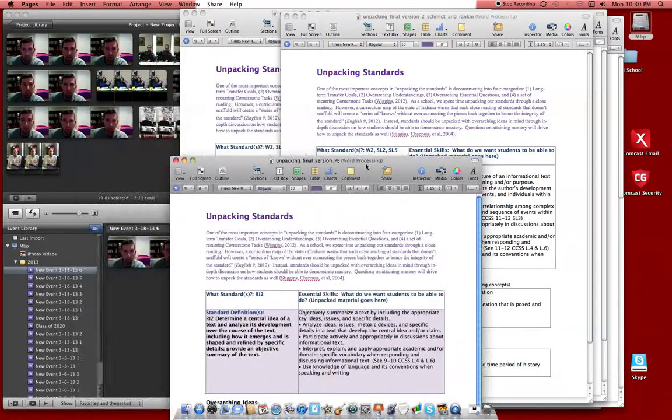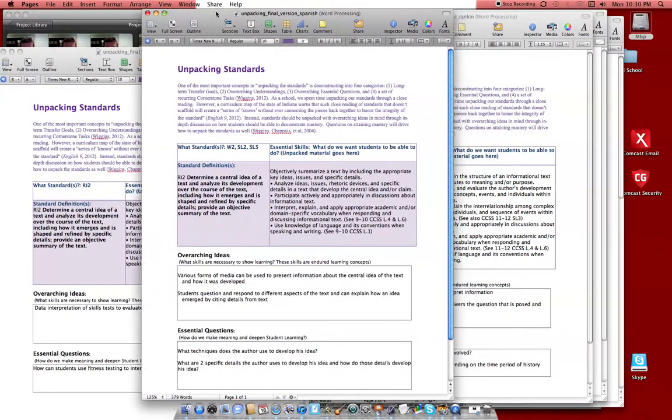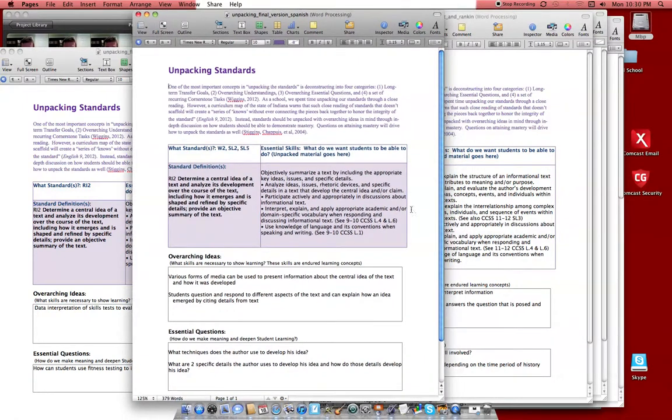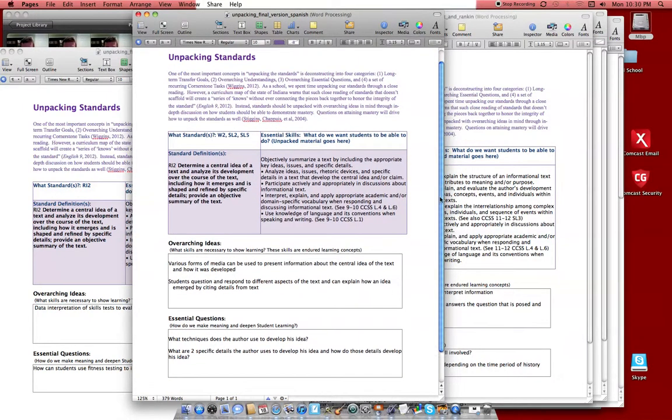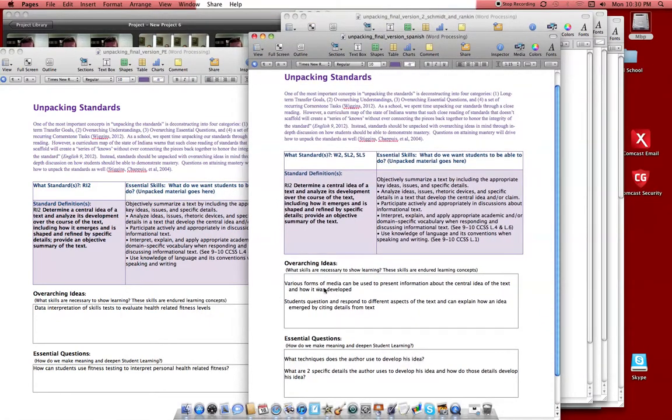Now, I have another one using the same standard, and you can see how an overarching idea didn't quite reach to what PE was talking about. Here we have, various forms of media can be used to present information about the central idea of the text and how it was developed. It's missing the connection to the subject area. That's the problem with their overarching ideas: how does it apply to what they are teaching?